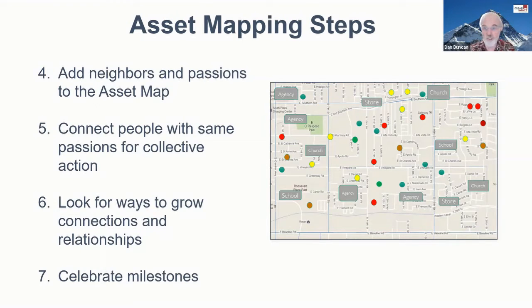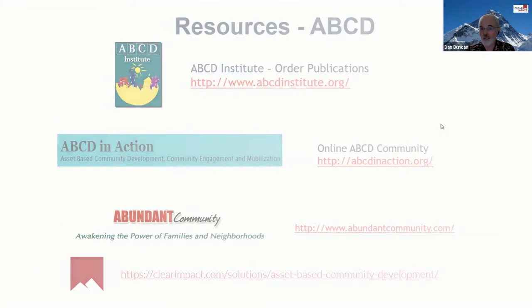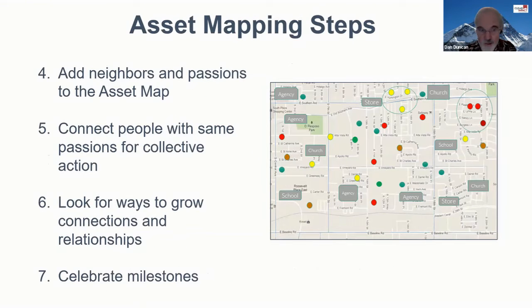And then you connect people with the same passions to act collectively. These 3 people cared about kids. Let's connect them. And if they don't know each other, ask them to do something, sharing their gifts. These people cared about hunger. They're going to start the community garden, etc. So that's how you create community connections. And the last step is celebrating your milestones. So you really want to make it fun. When you start the community garden, have a party. Do something else, have a party, celebrate and connect.